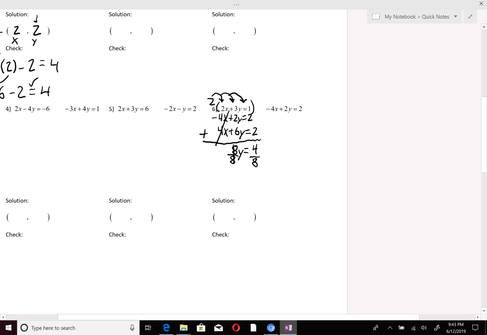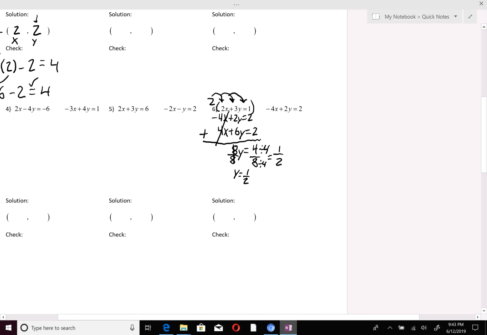And 4/8 can be reduced down. So how we can think about it is we can take a 4 out of both of these numbers. So if I divide 4 by 4, I get 1. And 8 divided by 4 is 2. So y equals 1/2.